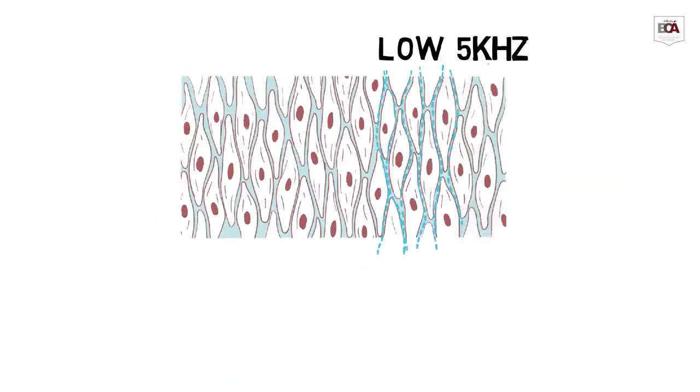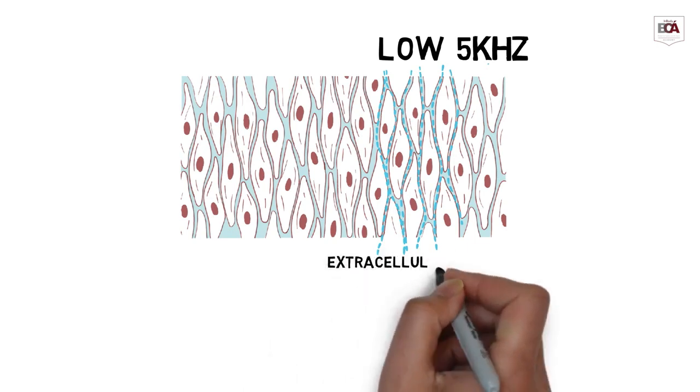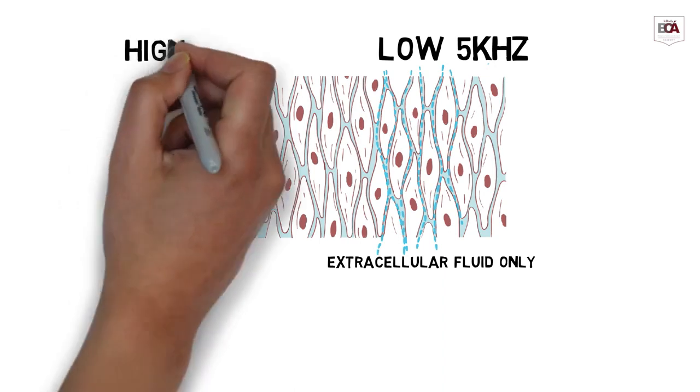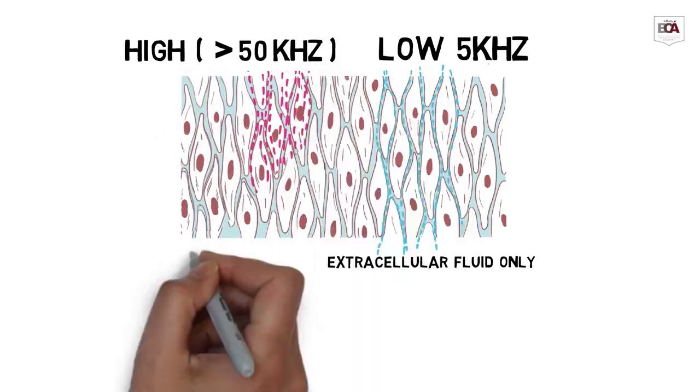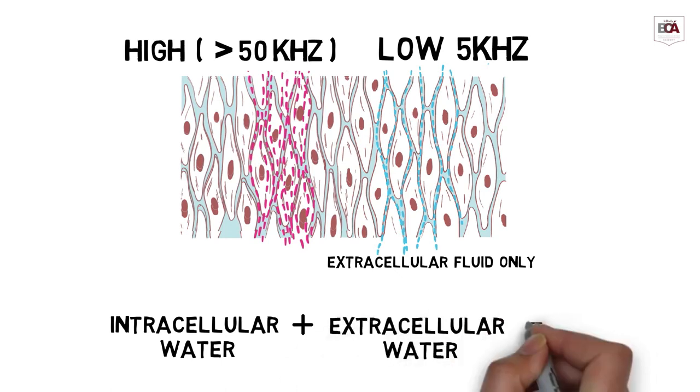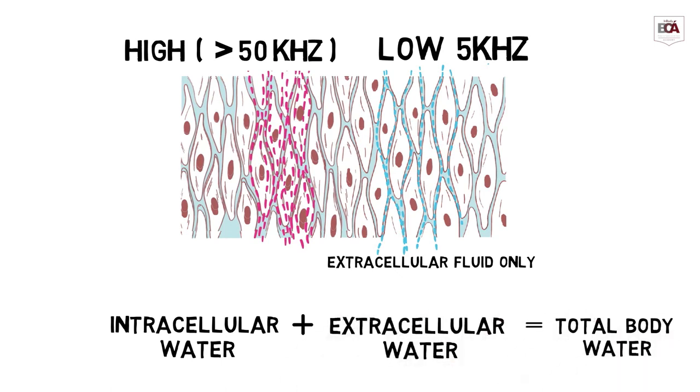So at low frequencies, any current in contact with the body is passing through extracellular fluids only. This allows the measurement of only extracellular water in the body. Current with a frequency higher than 50 kHz is able to pass through cell membranes. This allows the measurement of impedance of substances inside the cells as well as outside the cells. Therefore, it measures total body water.